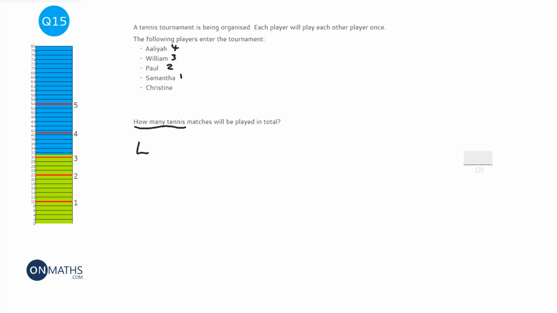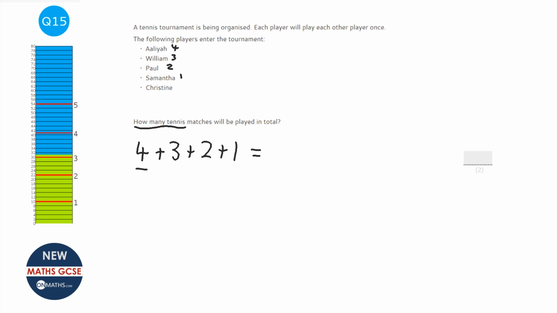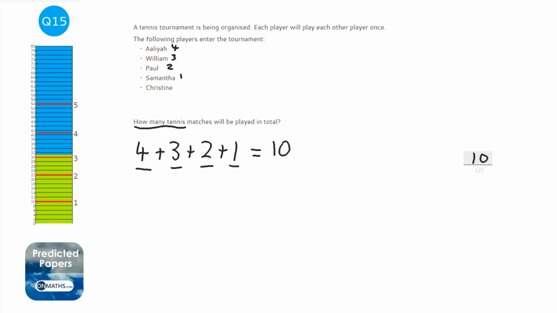So, we've got the 4 matches Elia's going to play, the 3 matches that William's going to play, not counting the one we've already counted from Elia, plus the 2 Paul's going to play, plus the other one that Samantha's going to play. So, 4 plus 3 is 7, plus 2 is 9, plus 1 is 10. So in total there are 10 different matches going to be played.